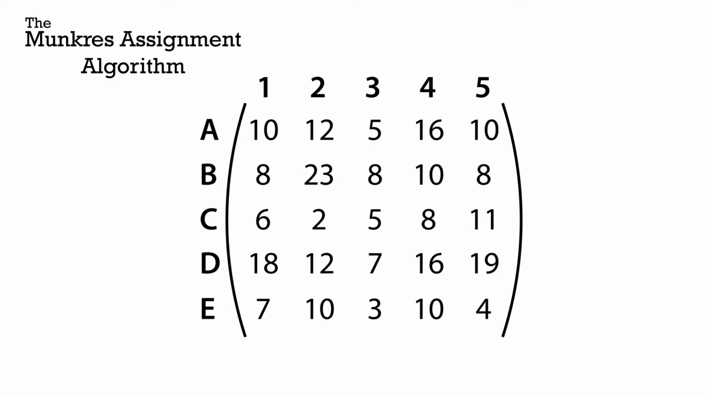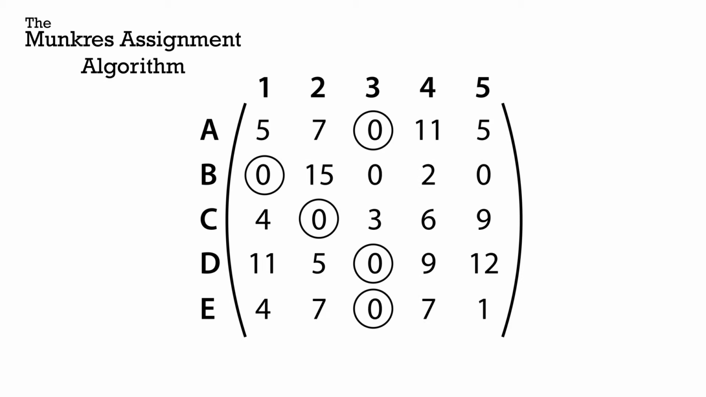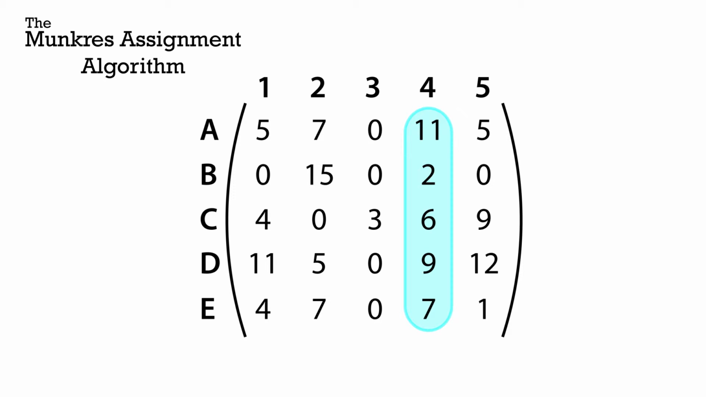Next, we do row reductions. Find the lowest item in each row, and then subtract every item in that row by that amount. As you can see, that leaves at least one zero in every row, but not in every column. To fix that, we do column reductions on the columns, or in this case column, that don't have any zeros. The process is exactly the same. Find the lowest item and subtract that from every value in the column. We now have at least one zero in every row and every column.